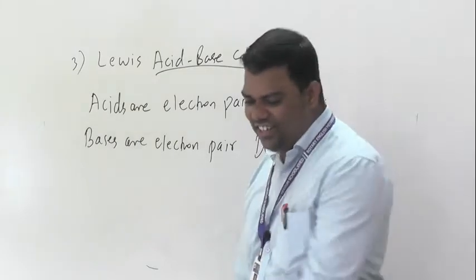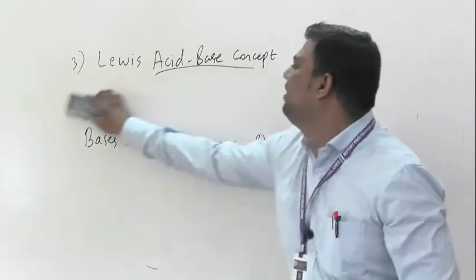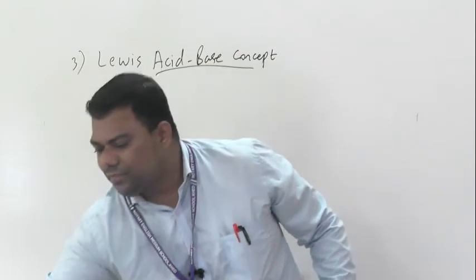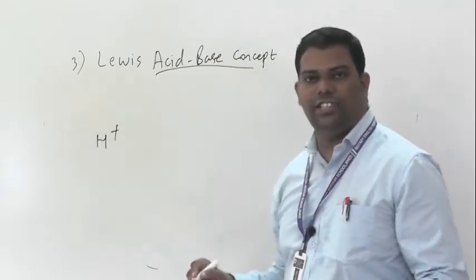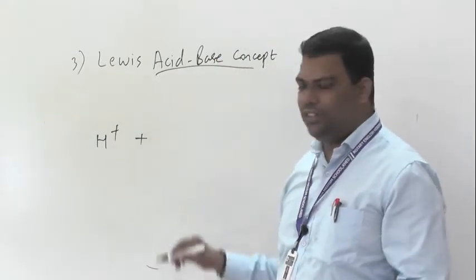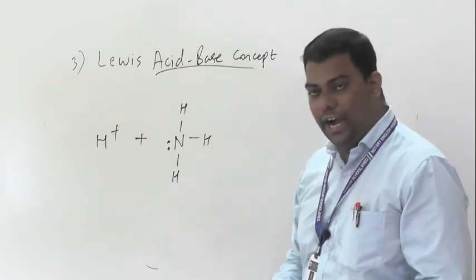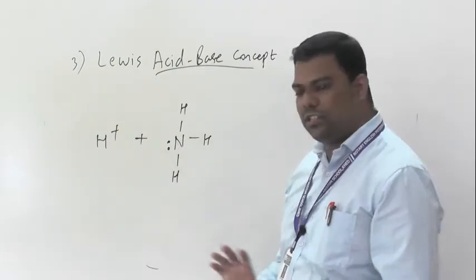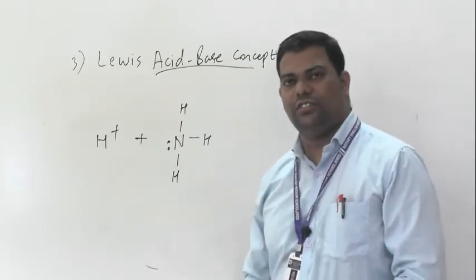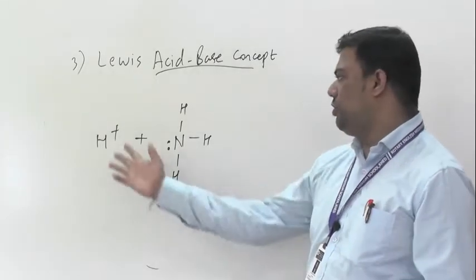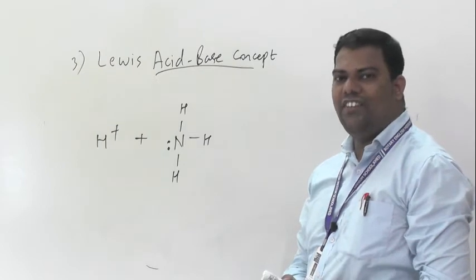We will discuss with an example what will happen. See here, H plus plus ammonia. As you know ammonia, and you know the octet rule also, this ammonia is correctly written with 1 2 3 4 5 6 7 8, so the octet is complete. It is the correct structure of ammonia. So with H plus, we have to identify the Lewis acid and the Lewis base.